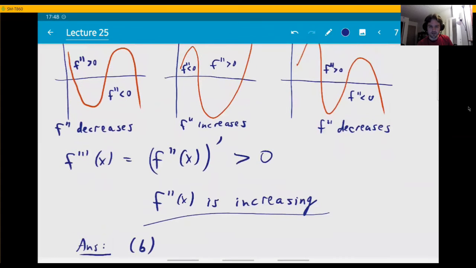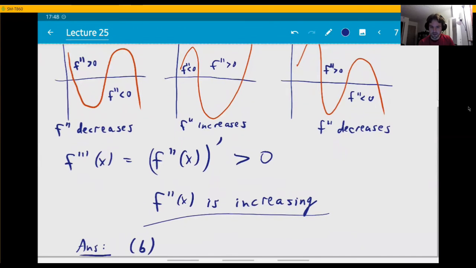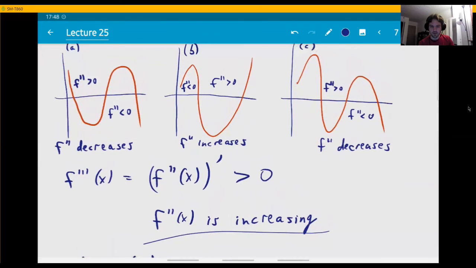And I'm not going to write down the explanation in words here. You should be able to produce that yourself. Why do we know that? Because by looking at A and C, we can determine that F double prime was decreasing, at least in a certain range for the graph C. Like in this first part, it also was increasing, but it started decreasing afterwards, so that was bad.